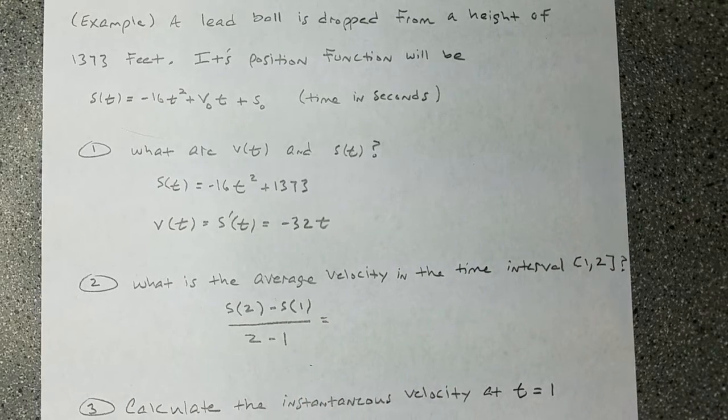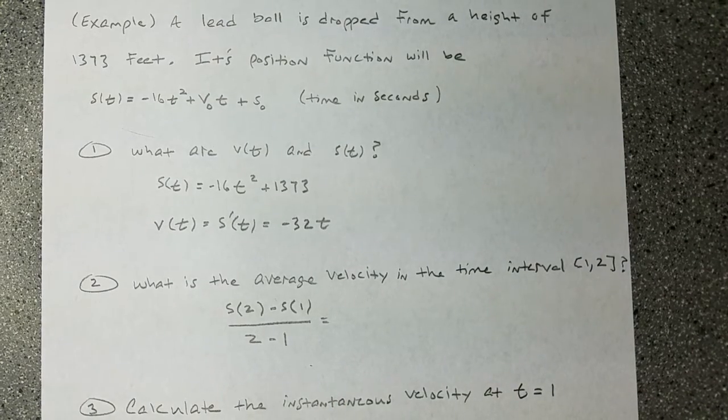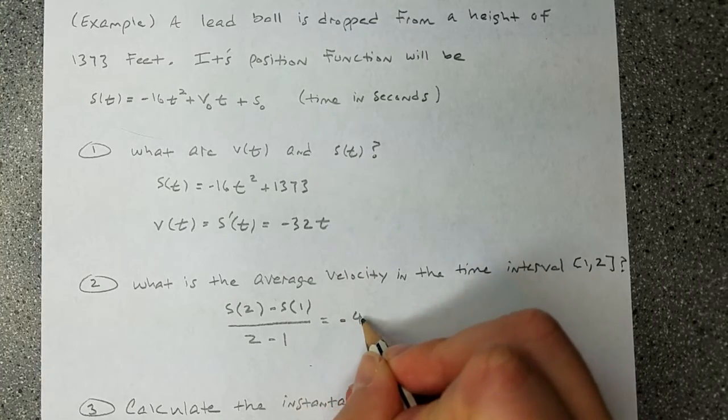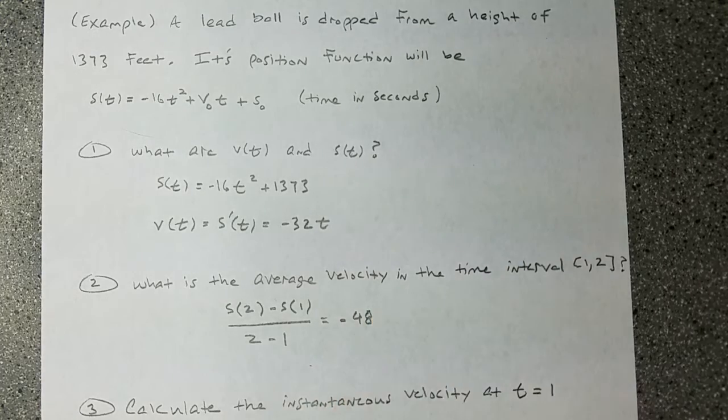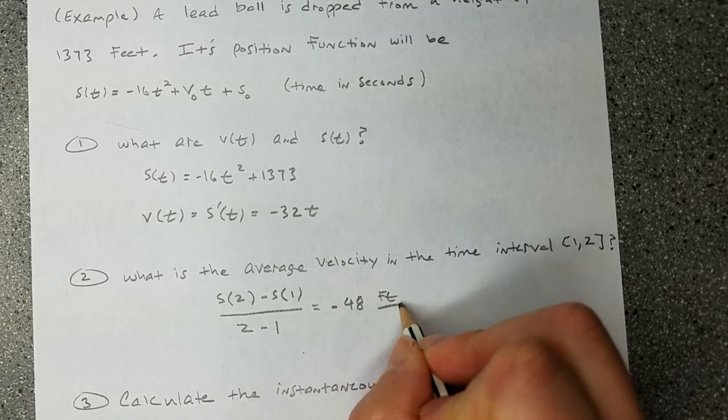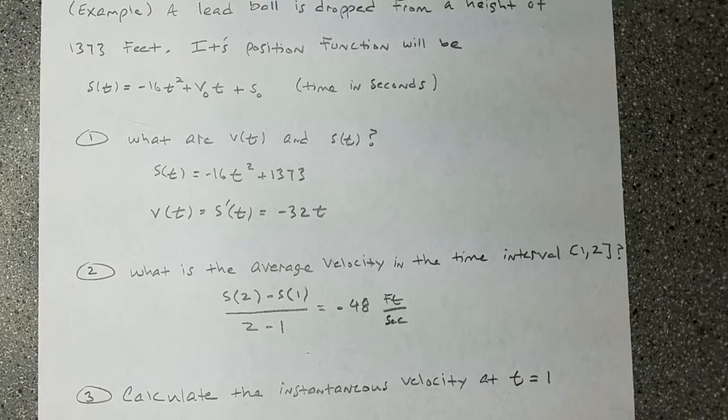Here I'll do the calculations off screen. I'll tell you what I get. Make sure you get the same thing. If you do that, you will get negative 48. And what would the units of average velocity be? That'd be feet per second. All right, so why negative?